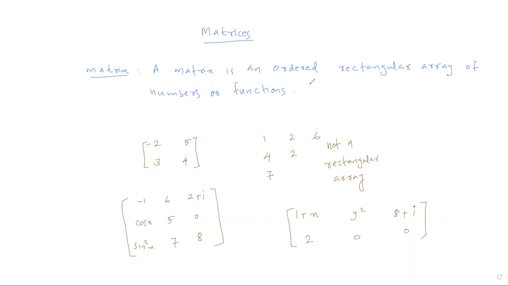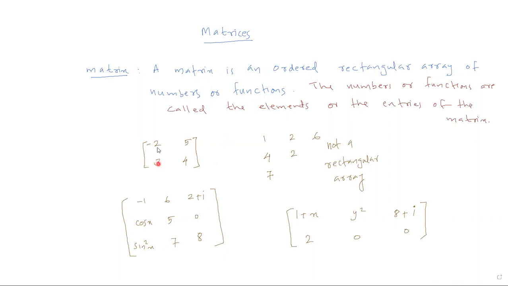Then these numbers or functions are called the elements, or the entries of the matrix. So you are studying a new concept. You have not heard of matrix until now. So you are studying a new concept, matrix. Matrix is nothing but an ordered rectangular arrangement of numbers or functions.